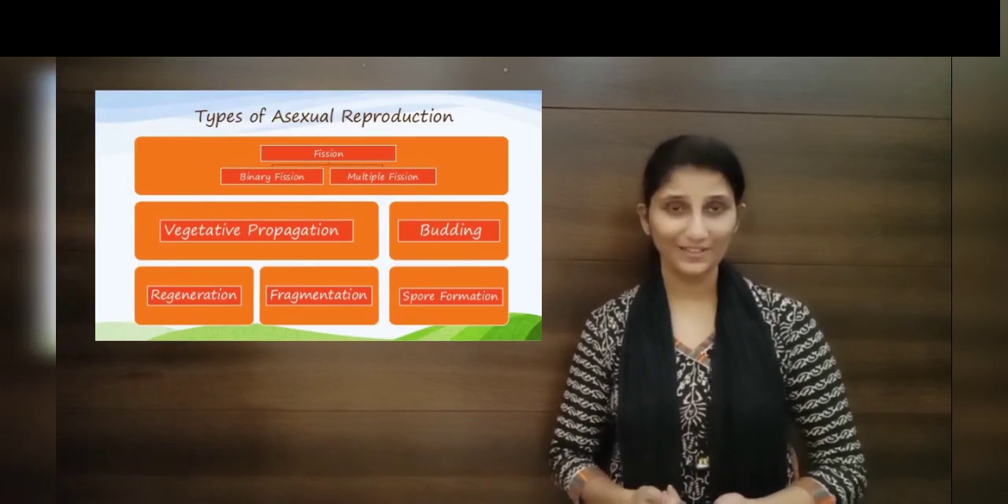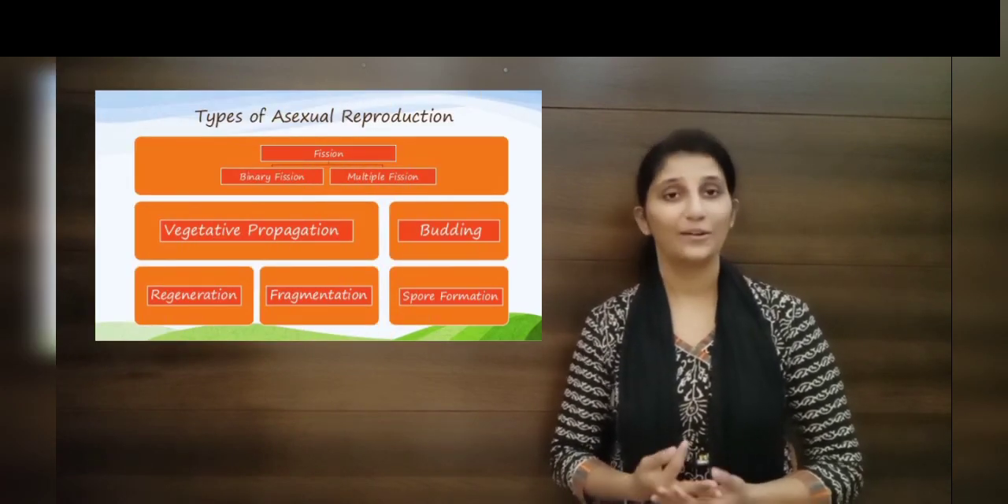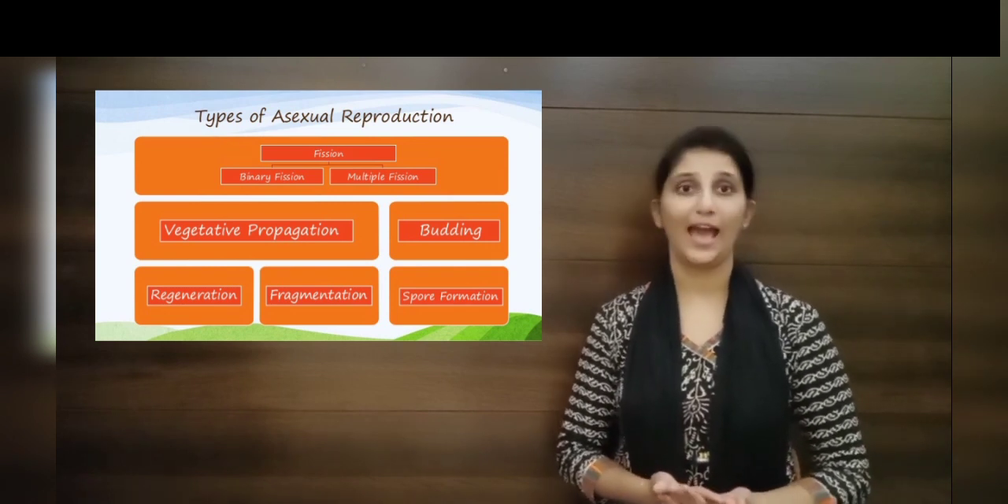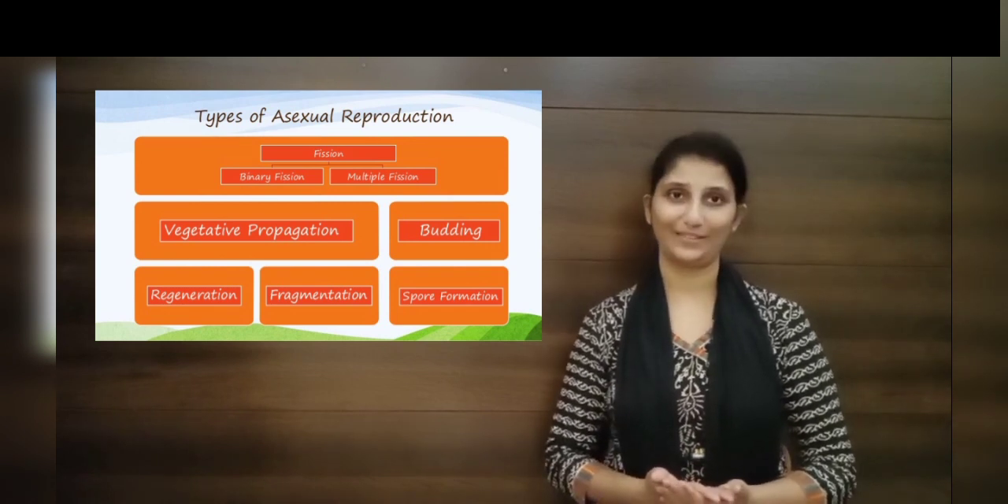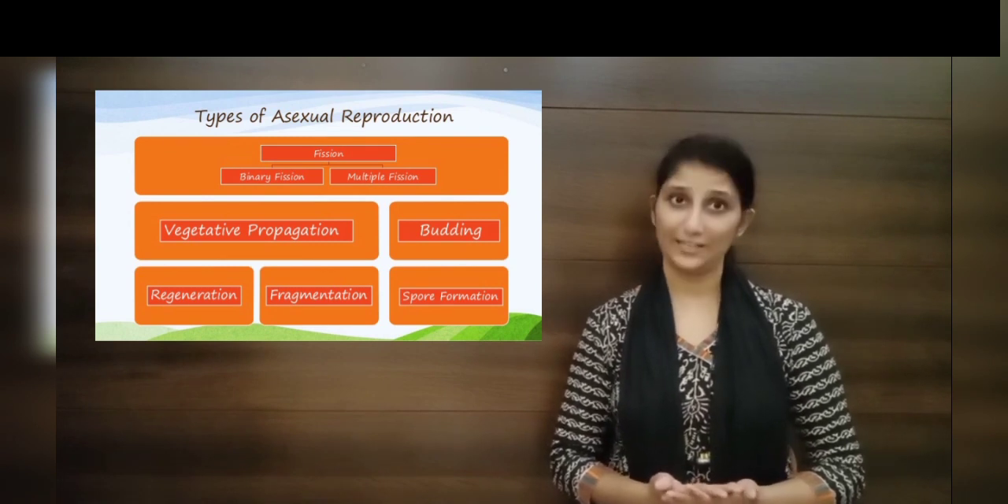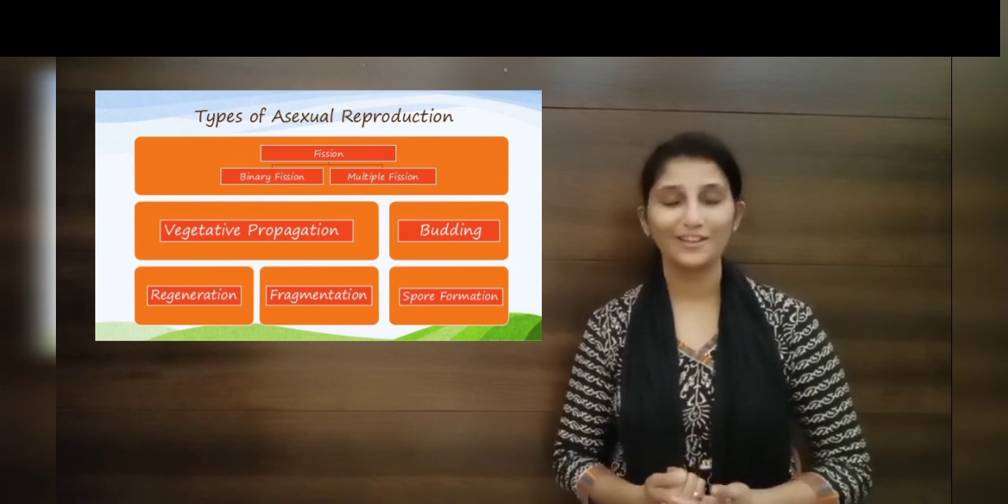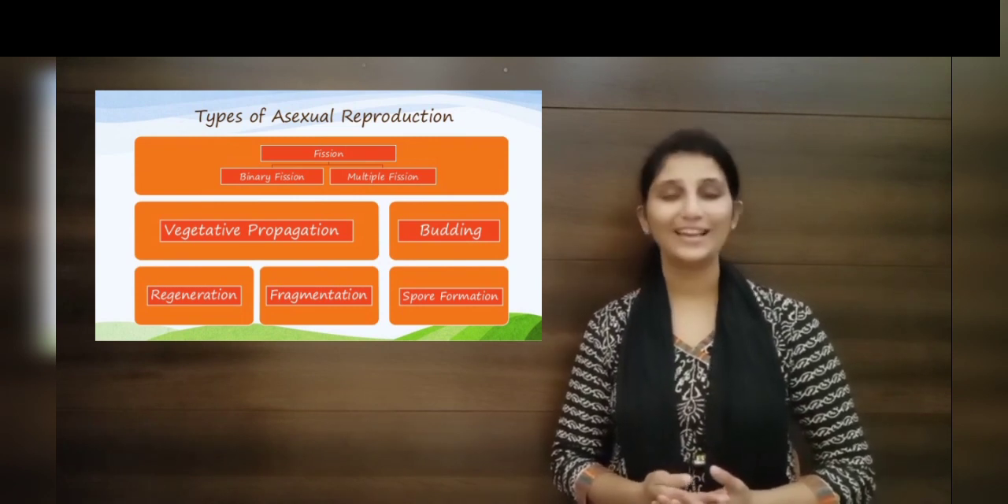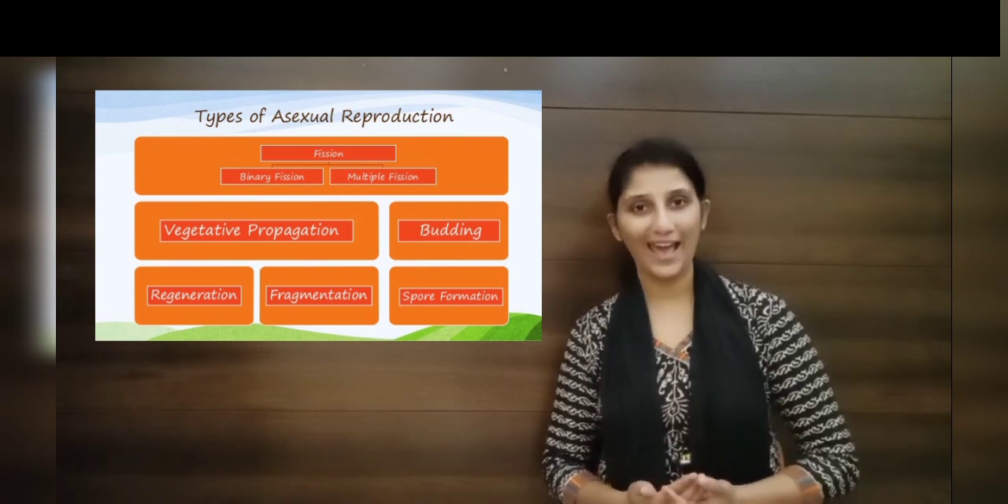The different methods of asexual reproduction are fission, fragmentation, regeneration, budding, vegetative propagation, and spore formation. Once again, I repeat, the different methods are fission, fragmentation, regeneration, budding, vegetative propagation, and spore formation. Let us learn each in detail.